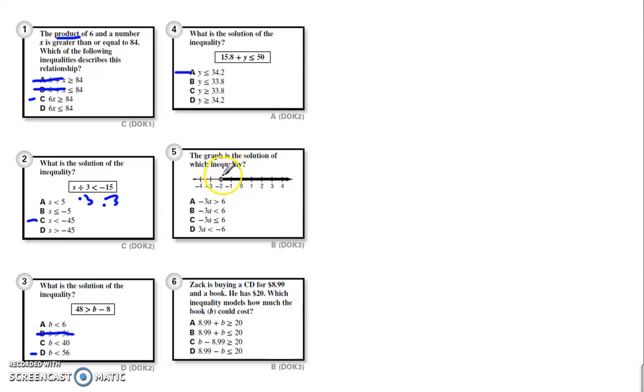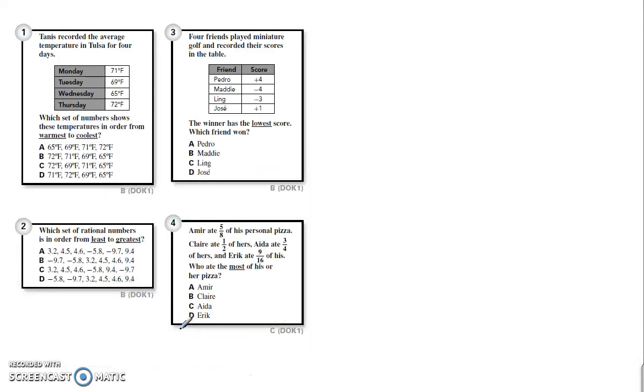This means that it's greater than, all these values are greater than negative 2, and the open circle means that it can't be equal to. So it's not C, it's greater than negative 2. Now, we can take this solution and plug that in here and see, is that a true statement? Or we could solve this one, divide by negative 3 on each side, that sign would flip. A is greater than negative 2. He's buying a CD for $8.88 and a book. He has $20. Which inequality model is that? That is B. Let's move on.